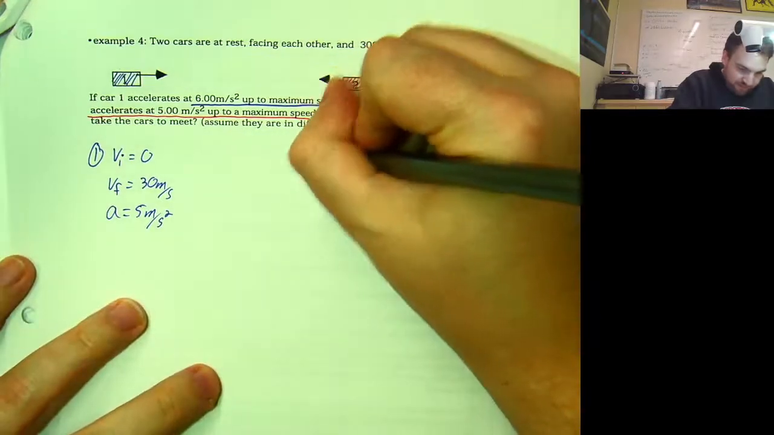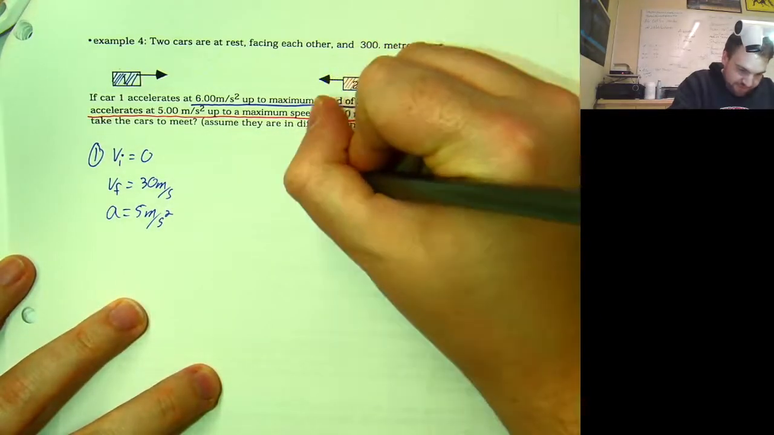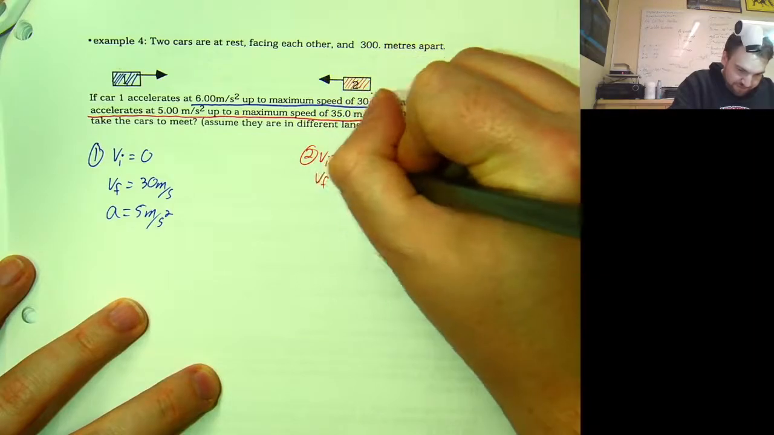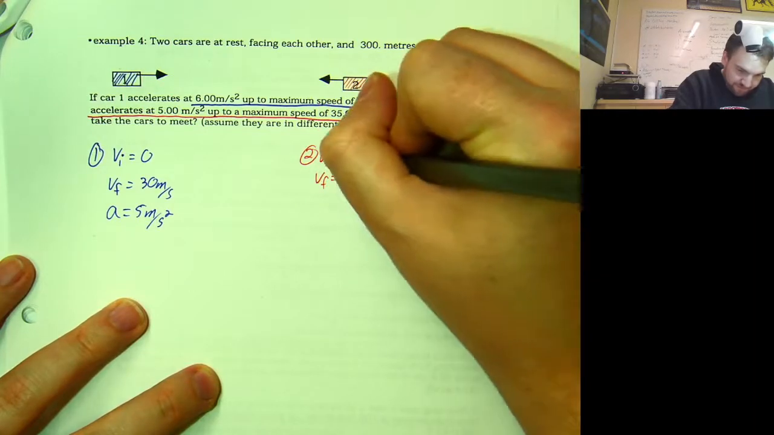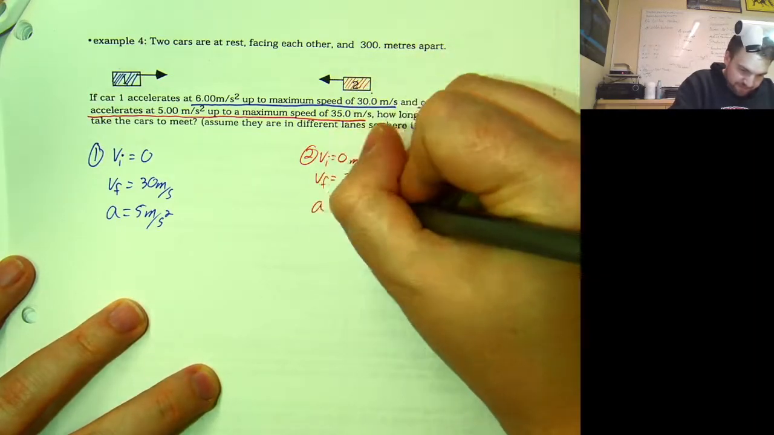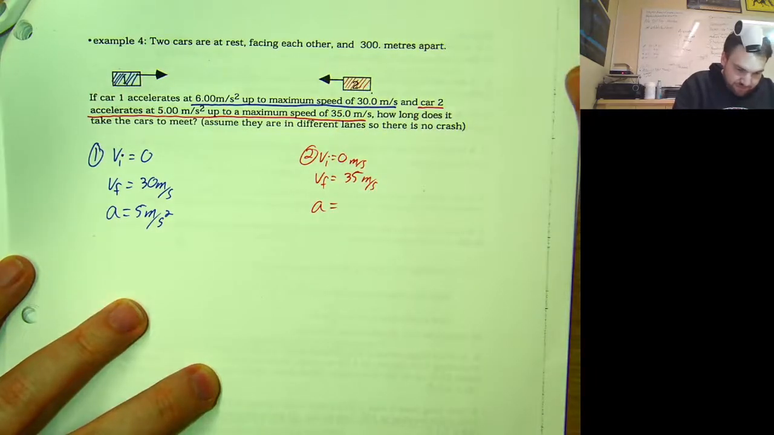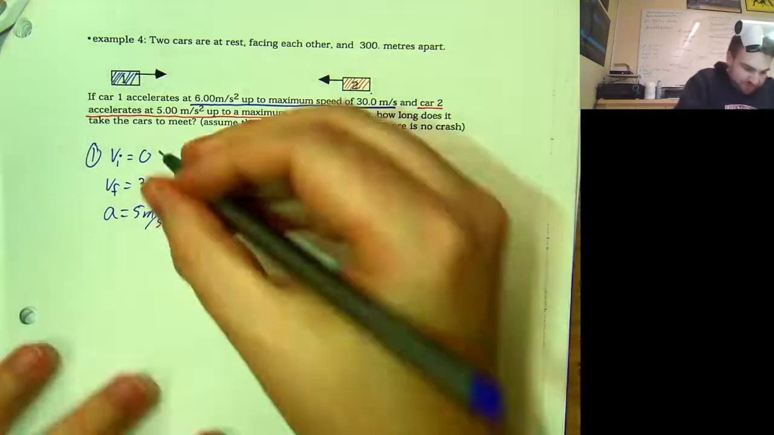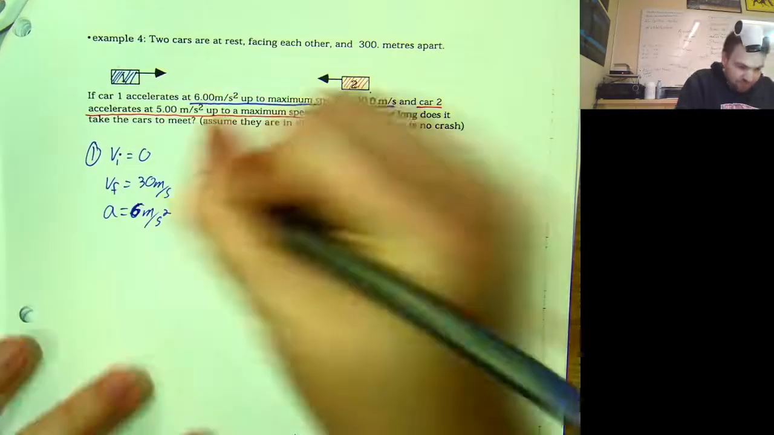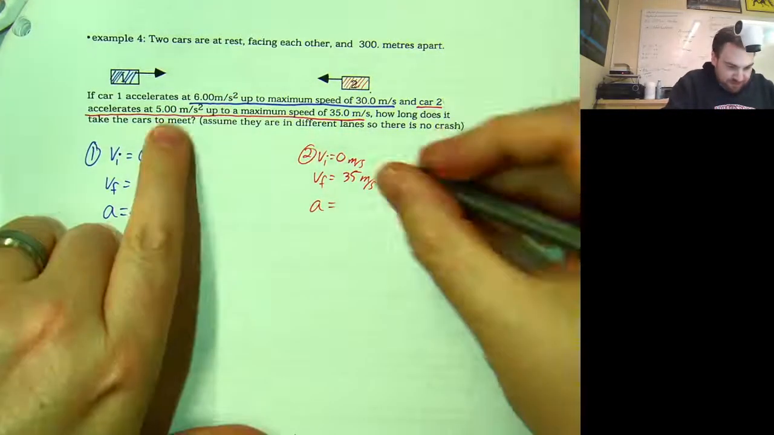Here I've got VI equals 0, VF equals 35 meters per second. I should put 5 meters per second in there. And my acceleration is, oh, sorry, this one was 6. All of you screaming at the video. This one is 5.